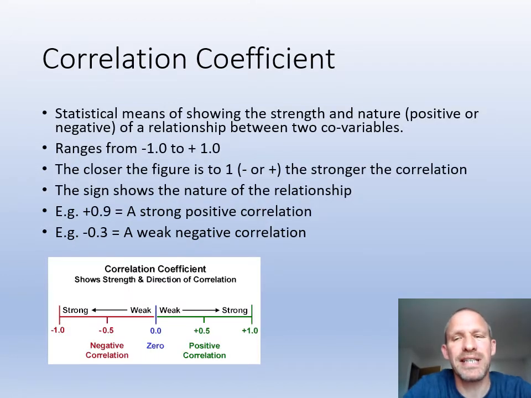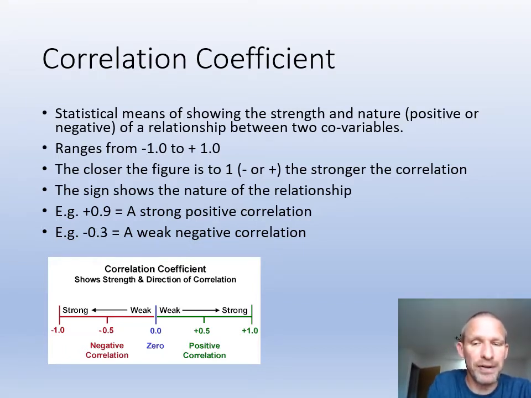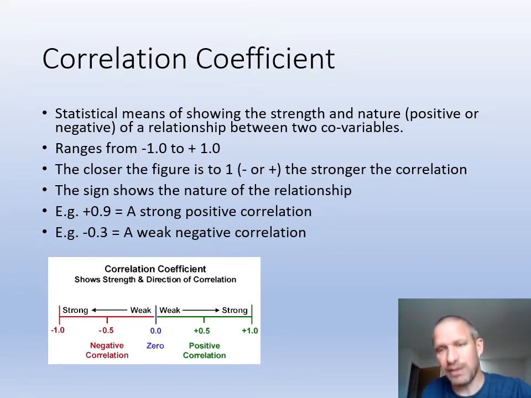Now, a correlation coefficient, don't be put off by the word. All it is is a statistical way of showing what you just looked at on those graphs. It's a statistical way of showing the strength of a correlation and also the nature of it, i.e. is it positive or negative. Now, this is on a range from -1 through 0 up to +1. +1 would be a perfect positive correlation.